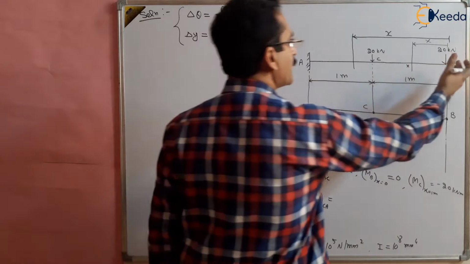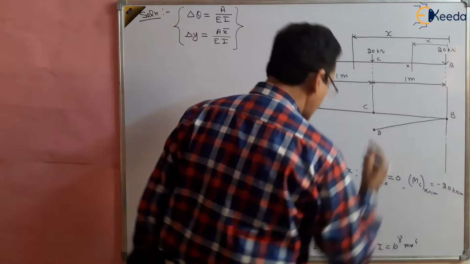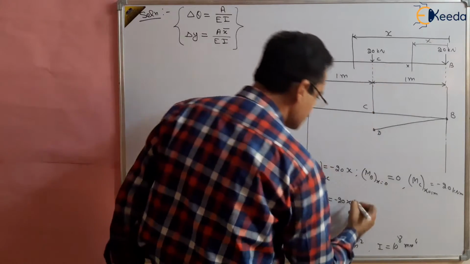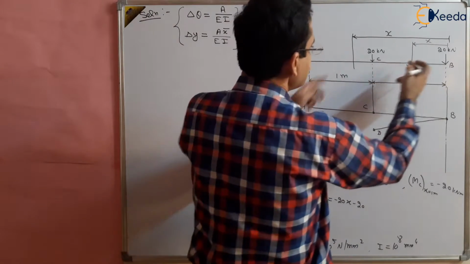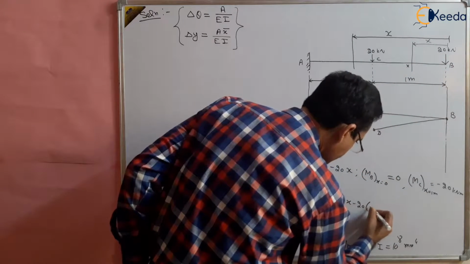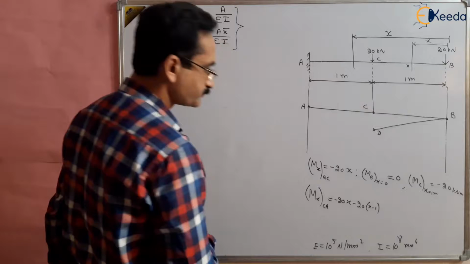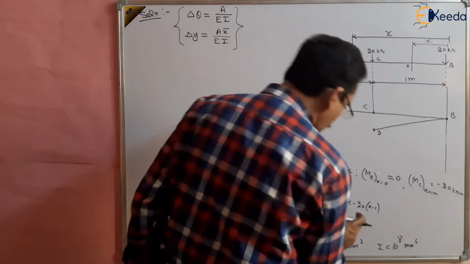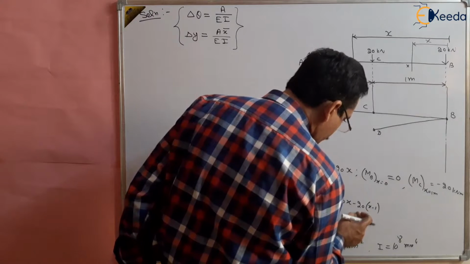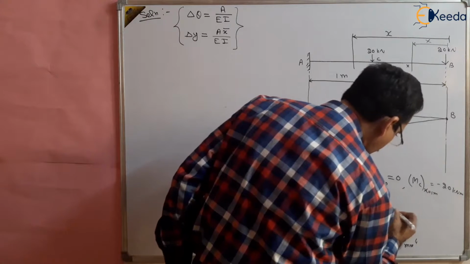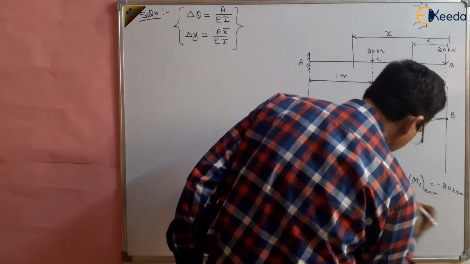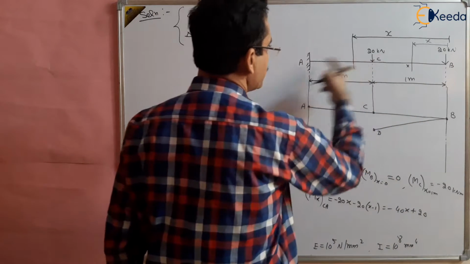Moment of all the forces. So 20 multiplied by x. So 20 minus 20 multiplied by x minus again 20, and this is x minus 1. So this will come out to be minus 20x, so this will become minus 40x plus 20, right? And it is valid between C to A.